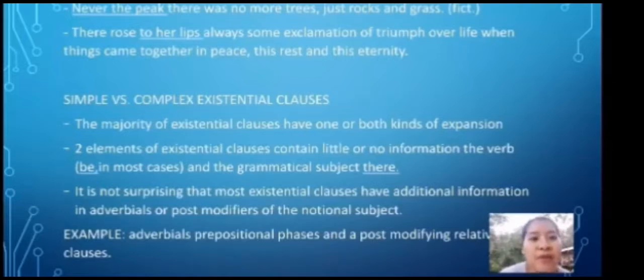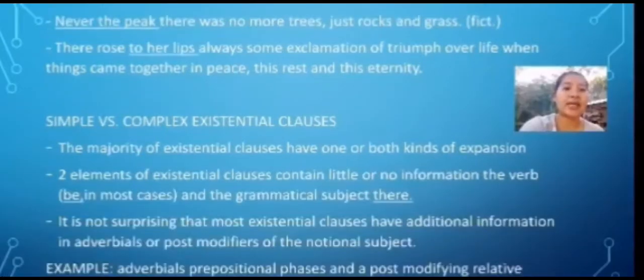The next is simple versus complex existential clauses. The majority of existential clauses have one or both kinds of expansion. Two elements of existential clauses contain little or no information: the verb be in most cases and the grammatical subject there. It is not surprising that most existential clauses have additional information in adverbials or postmodifiers of the notional subject. Examples are adverbials, prepositional phrases and postmodifying relative clauses.